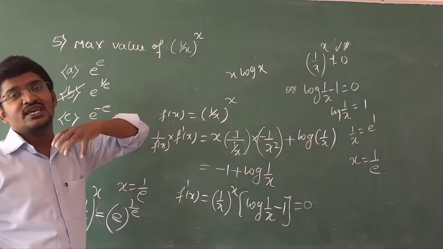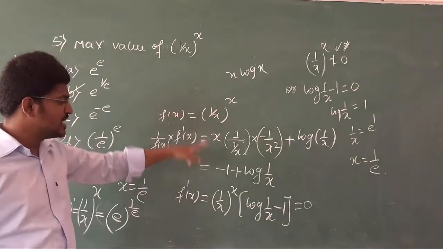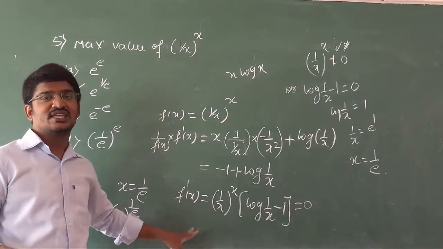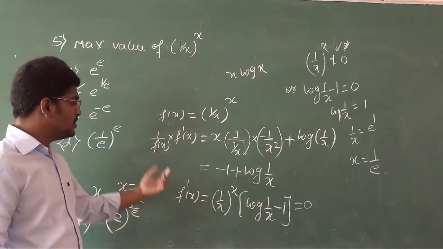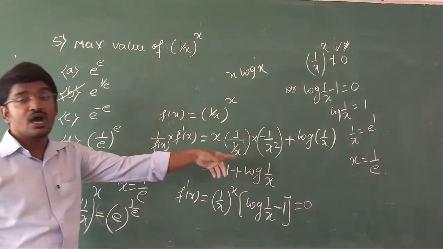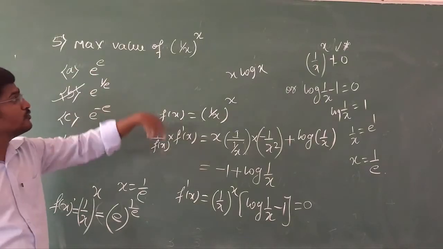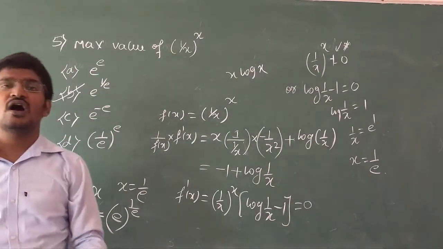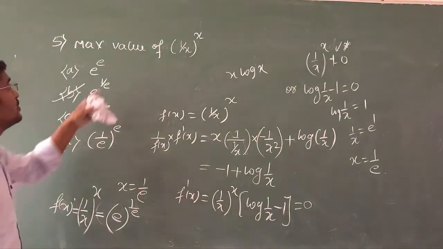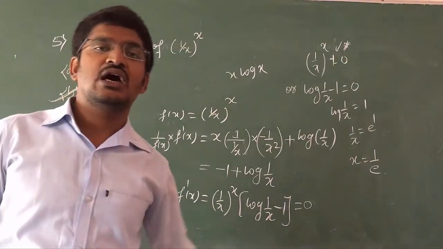But what I say is, definitely you have only one root. Definitely f double dash of x will be lesser than 0. So if f double dash of x is lesser than 0, then you have to put that 1 by e in f of x. Before solving all that, directly if you put 1 by e here, that is your answer. Clear? So put 1 by e there. So B option will be the correct answer.